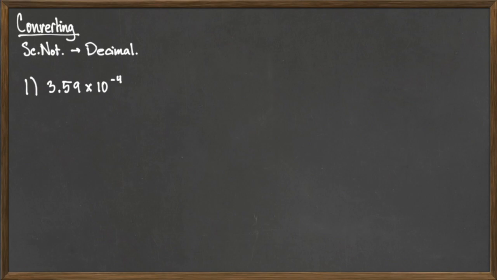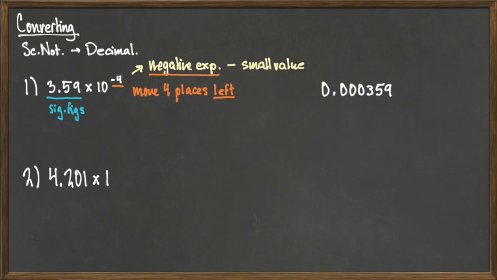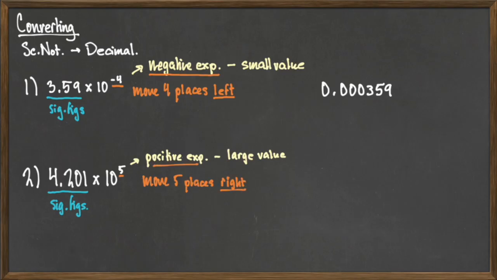Now we'll go from scientific notation to decimal numbers. It's essentially the same process, but in reverse. Here I have 3.59 times 10 to the minus 4th. Negative exponent means small value, so I'm going to move my decimal place 4 places over to the left. This is going to give me 0.000359. Next, take the number 4.201 times 10 to the 5th. Positive exponent, large number, so I'm going to be moving my decimal place 5 places over to the right. This will give me 4,201,000.